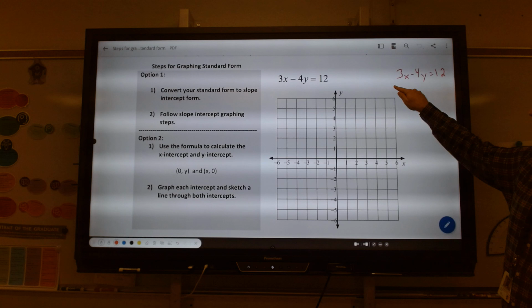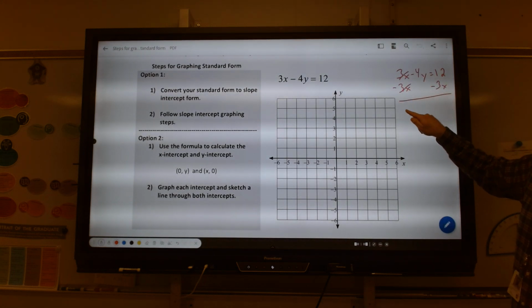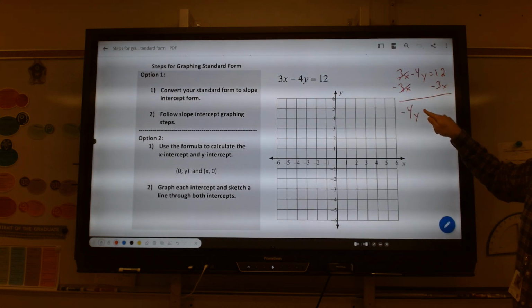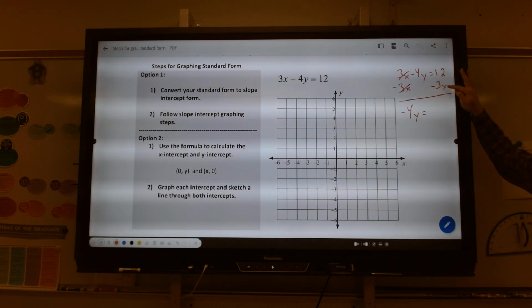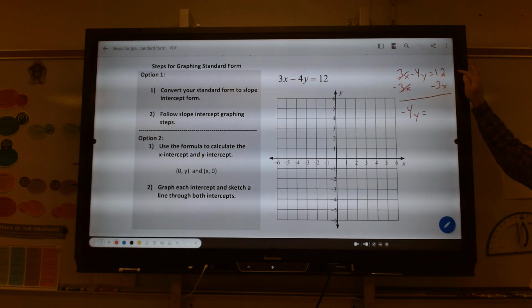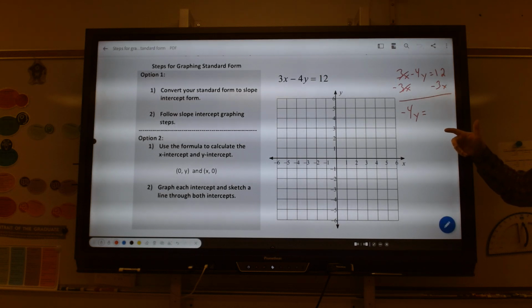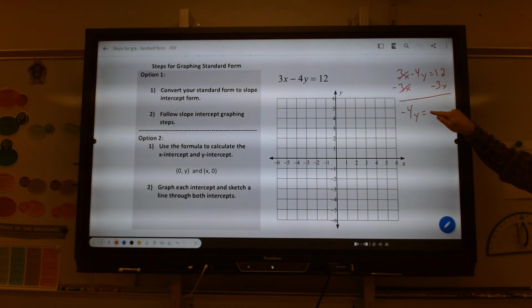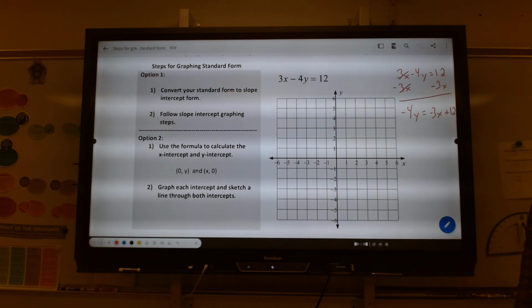Step one is to subtract the x term from both sides. You're going to end up with negative 4y is equal to. Now on this side you're going to notice that 12 and that minus 3x are not like terms. Normally we would put 12 minus 3x, but because we're trying to convert it into this y equals mx plus b form, we're going to put that negative 3x term in front and then add 12.